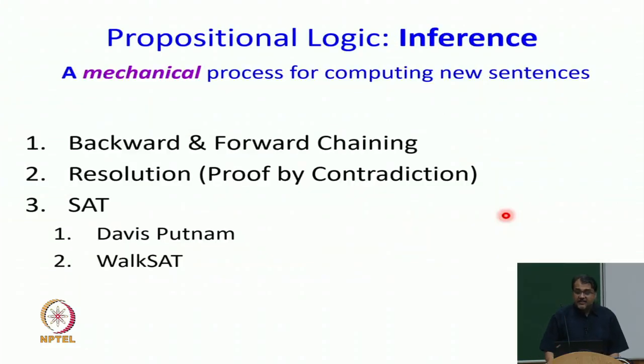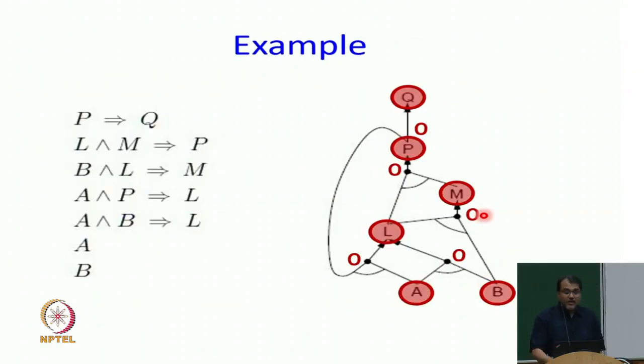So now you see that this is an inference procedure which is using a mechanical process for computing new sentences. And in this case, if all the sentences are Horn clauses of the form A and B and C and D implies something, and my query is a single variable or a conjunction of multiple variables, but not a disjunction, then I can say that this procedure is guaranteed to prove it, and it will also be complete. Okay.